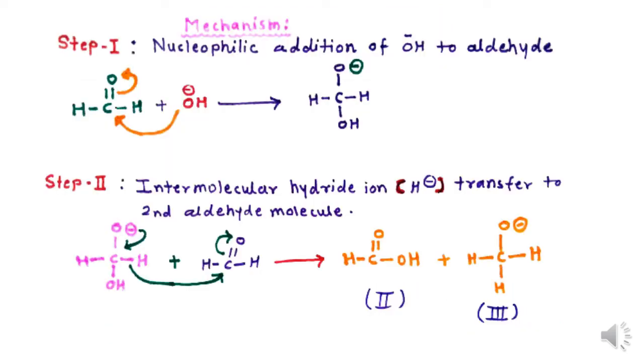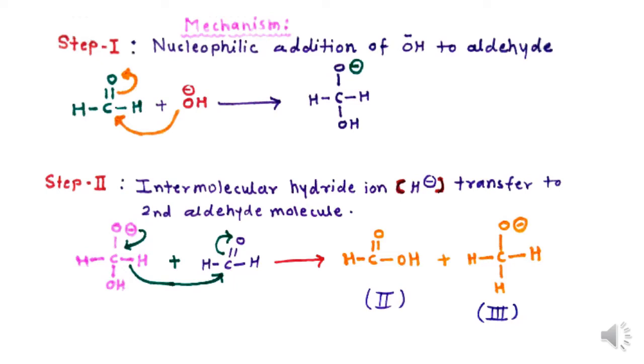Now let's see the mechanism of this Cannizzaro reaction. In the first step, there is a nucleophilic addition of OH minus to the aldehyde. OH minus comes from the base sodium hydroxide. It is the nucleophile. It will attack the carbonyl carbon. We know that the carbon is electron deficient, and therefore the nucleophile OH minus will attack the carbon, and we will get the species oxoanion. There is a negative charge on the oxygen, so it is the oxoanion.